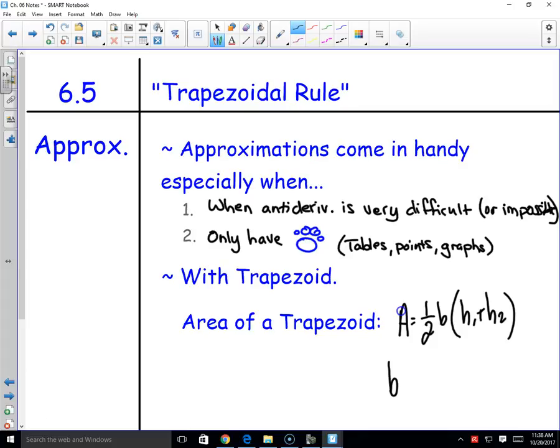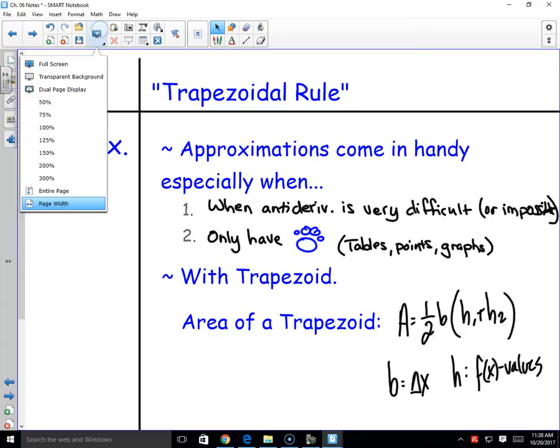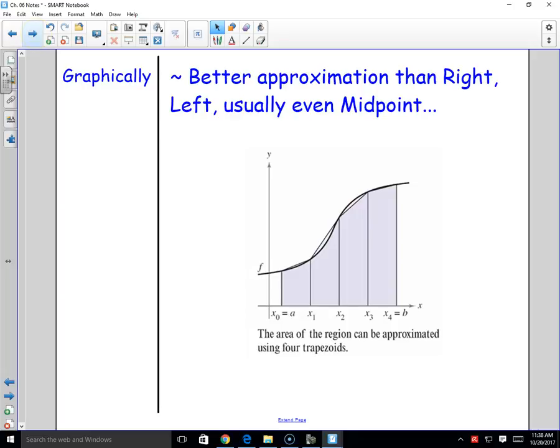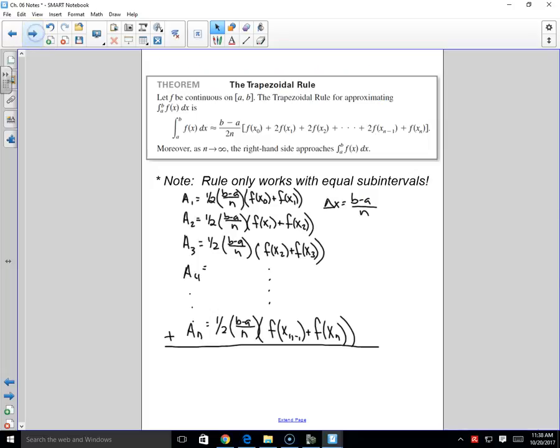What's your base? Delta x's, change in x's, right? And what are your heights going to be indicated by? Your f of x values, right? So should the trapezoidal rule be super crazy? Let's go ahead and check out the notes real fast since we have a couple minutes left. We're comparing really quickly to left, right, and midpoint.